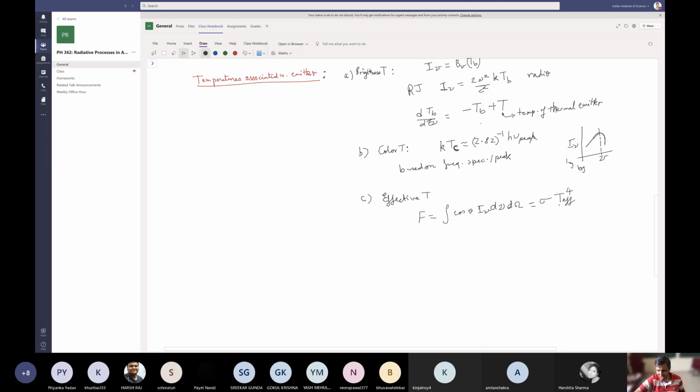So basically what you're saying is all the energy that you're receiving, all the flux that you're receiving, which is emitted by the black body, is given by sigma T effective to the 4. So basically this is defined in terms of energy output across all frequencies.